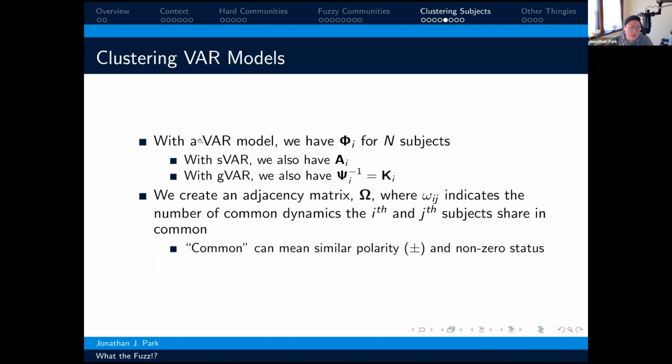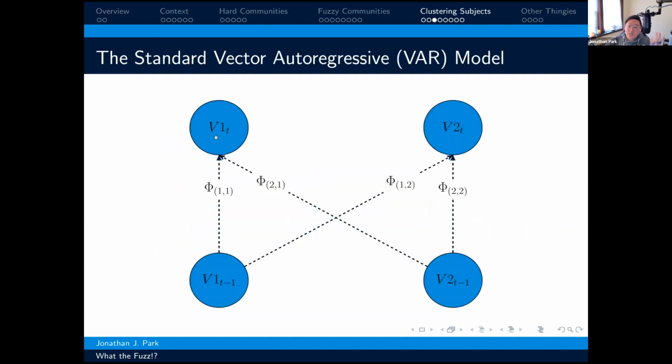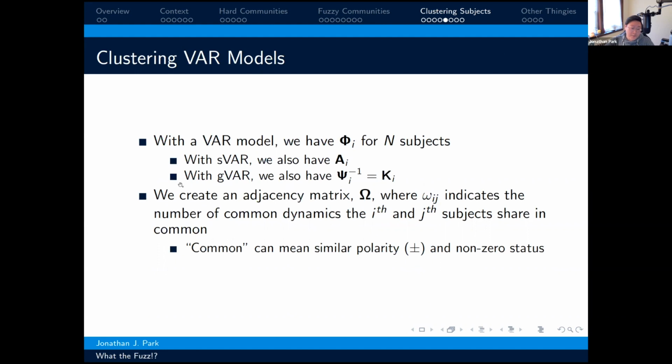Basically, what we would have when we're clustering a VAR model is a phi matrix for each person. So let's go back here. Each person has this model, and they all have 4 potential effects, phi 1,1, phi 2,2, and then the cross regressions. What we can do is create an adjacency matrix. I'm calling it omega. Usually we call it A, but I already used it, so I'm calling it omega. And omega sub ij tells us the number of dynamics that the ith and the jth subject have in common.